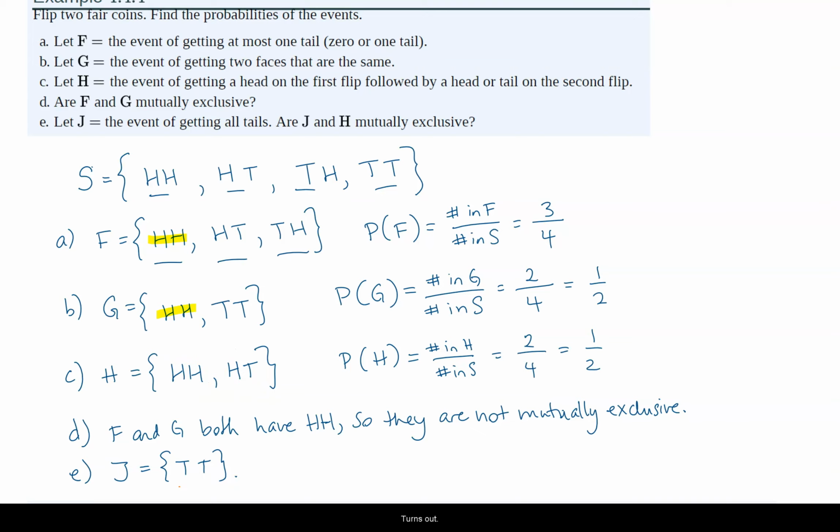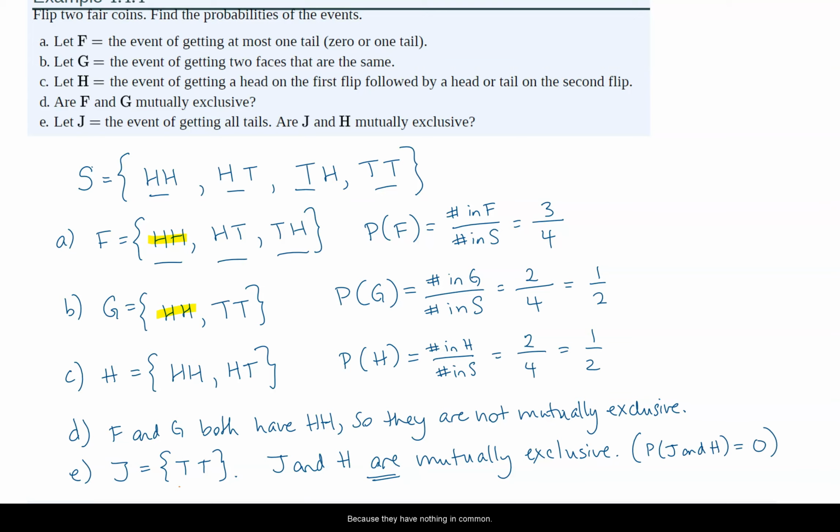It turns out that no, they don't. J and H are mutually exclusive. They have no outcomes in common. This also means that the probability of J and H is 0 because they have nothing in common.